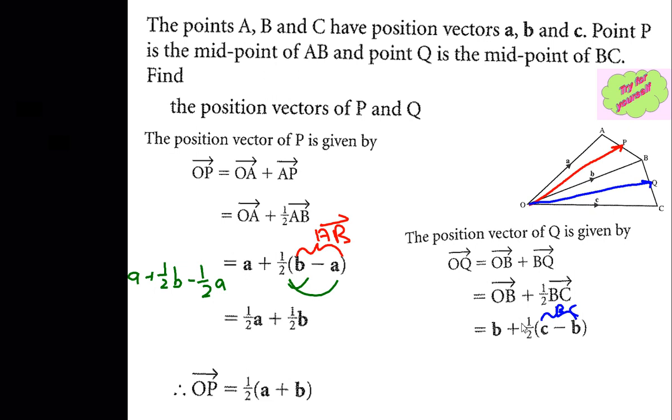So b plus a half, rather than minus b plus c, you can write c minus b. So this one here is BC, and it's halved. So expand this now, a half c minus a half b. b plus minus a half b is half b, and then you've got plus a half c. A nice elegant way to write this is position vector OQ. It's a position vector because it starts at the origin, and it's fixed, equals a half brackets b plus c. It's a nice elegant way.